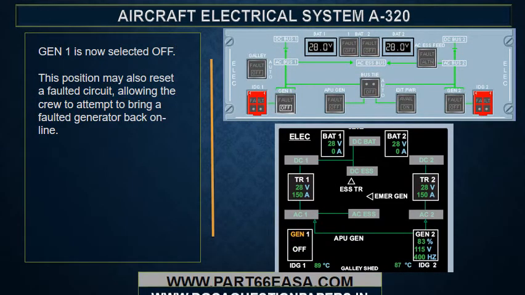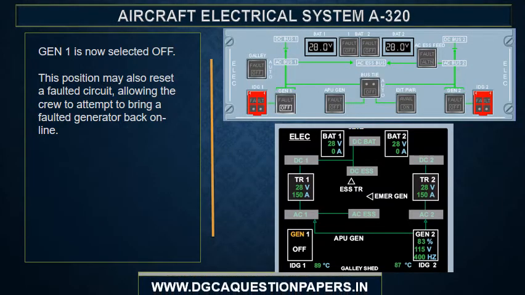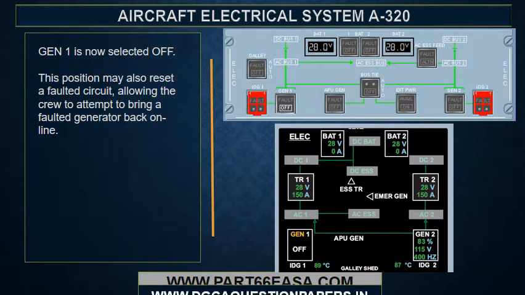Gen 1 is now selected off. This position may also reset a faulted circuit, allowing the crew to attempt to bring a faulted generator back online.